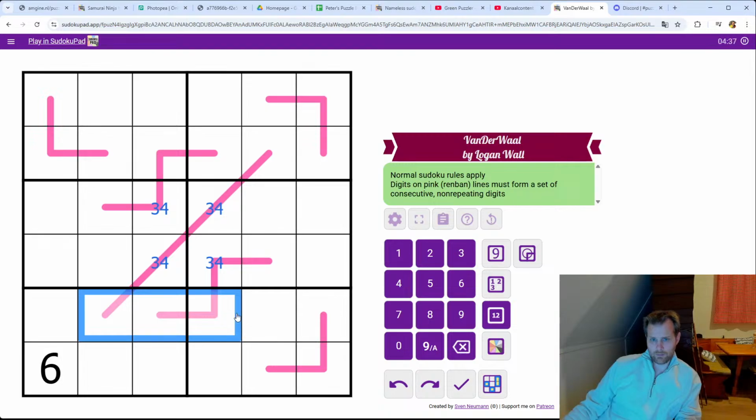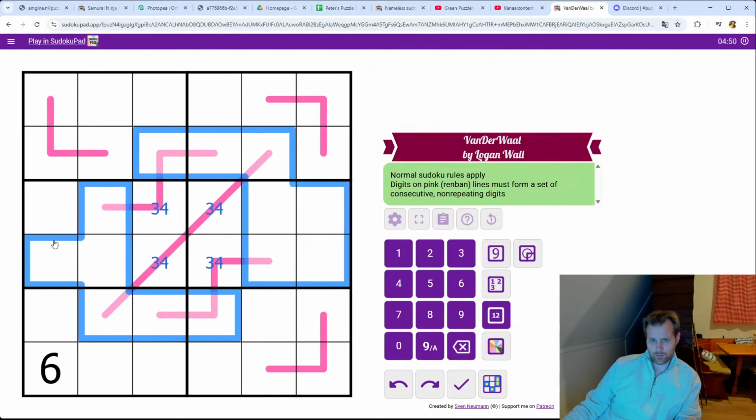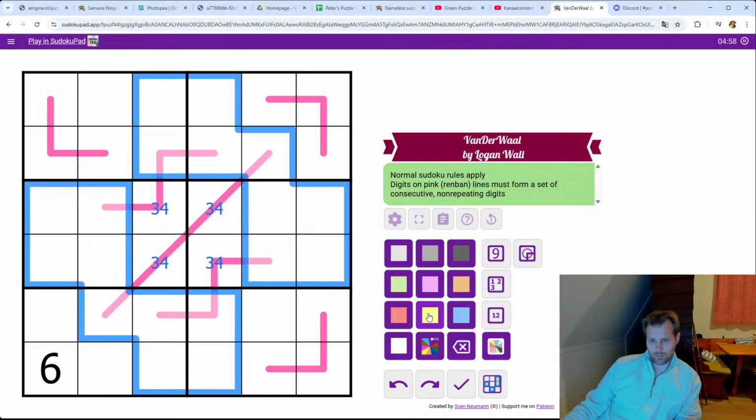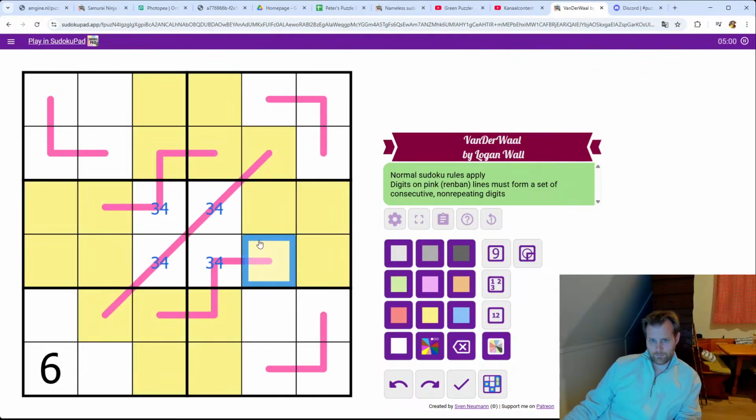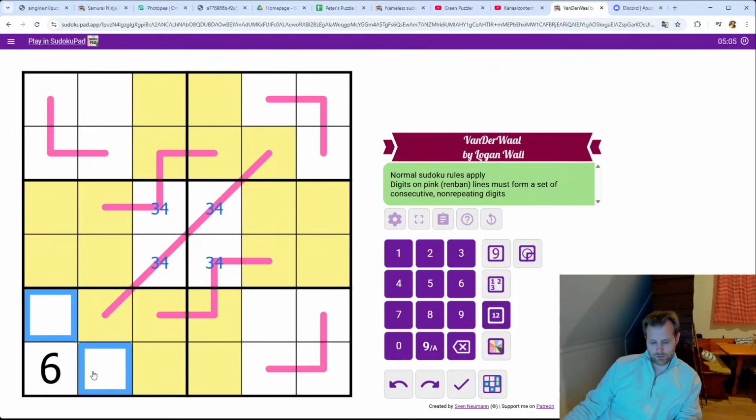Then these can't be 3, 4, this can't be 3, 4, this can't be 3, 4, this can't be 3, 4. Then it means this is 3, 4.